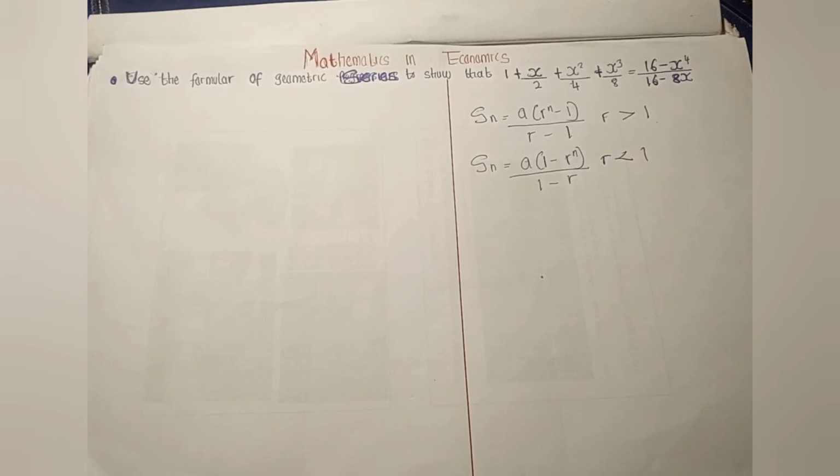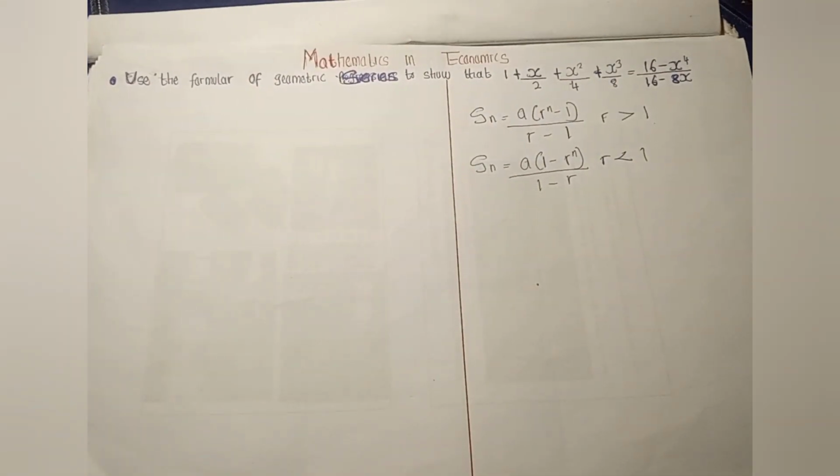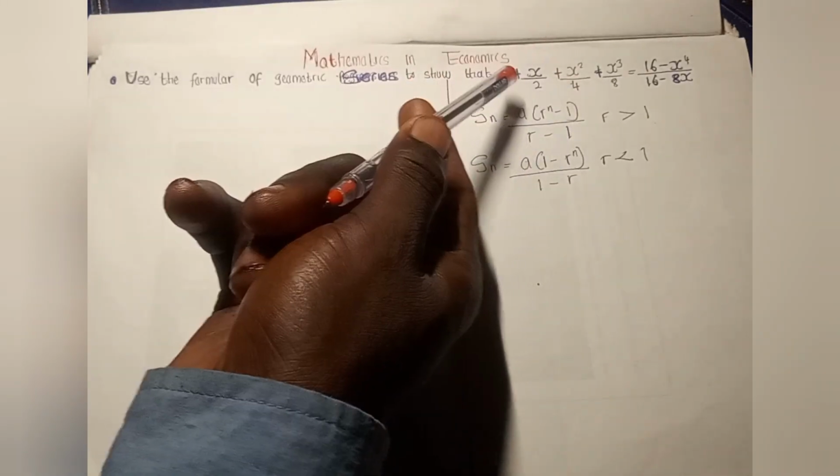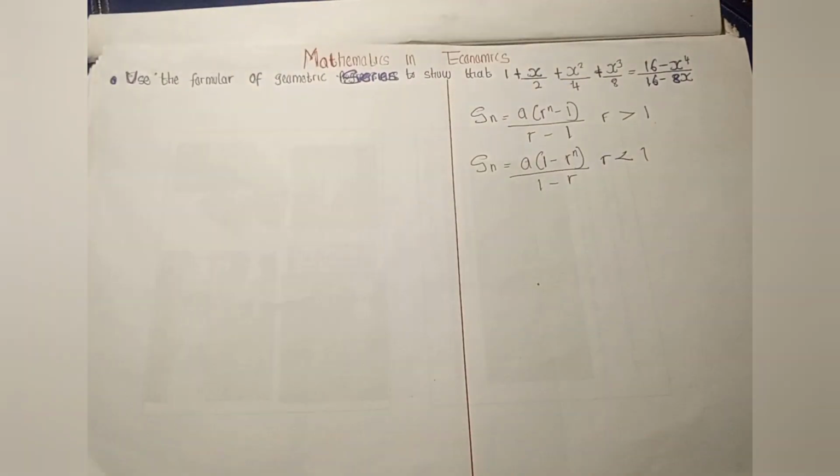How do we get our common ratio? Our common ratio is the second term in our geometric series divided by the first term. This is the first term, second term, third term, and fourth term. So to get the common ratio, we can say the second term divided by the first term, or the third term divided by the second term, or the fourth term divided by the third term. Any one that you choose.